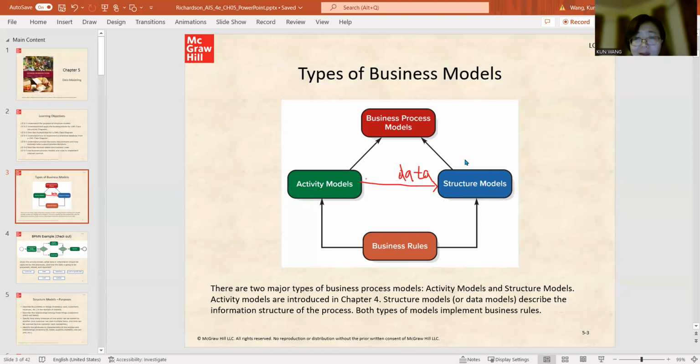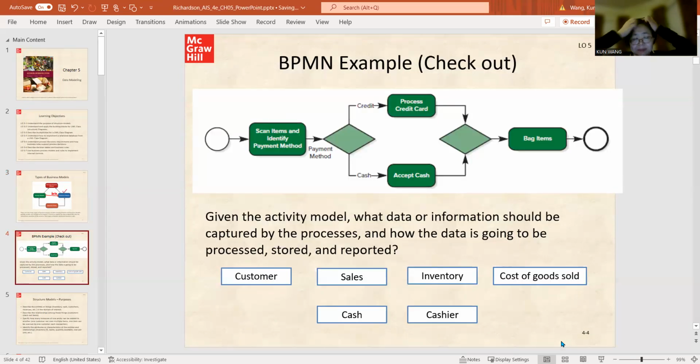So we have done this, and in chapter 5, we'll focus on the structure. And this one, I added this slide by myself. I think this is a good connection from chapter 4 to 5. So we can see the differences and the focus of the activity model and the structure model.